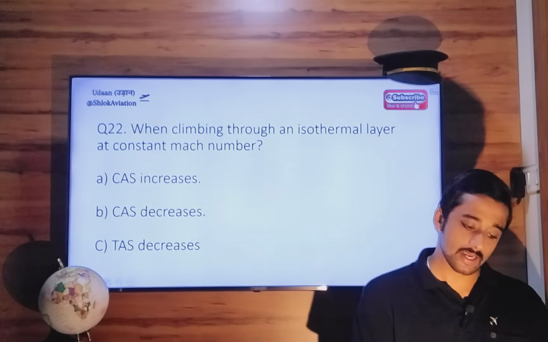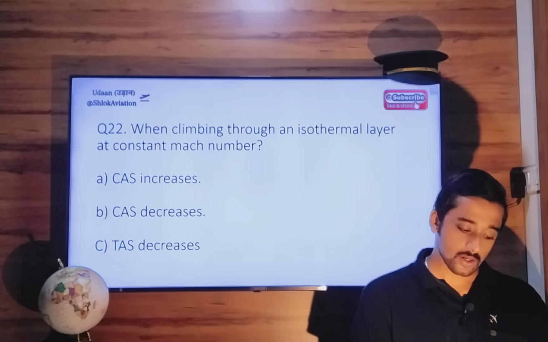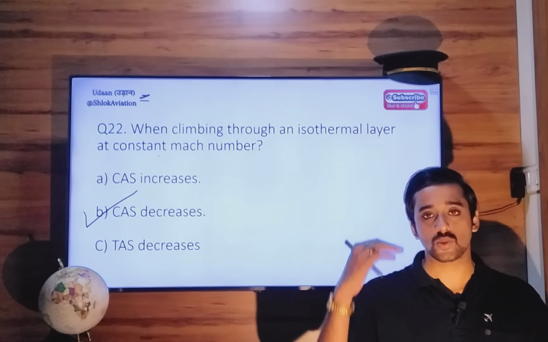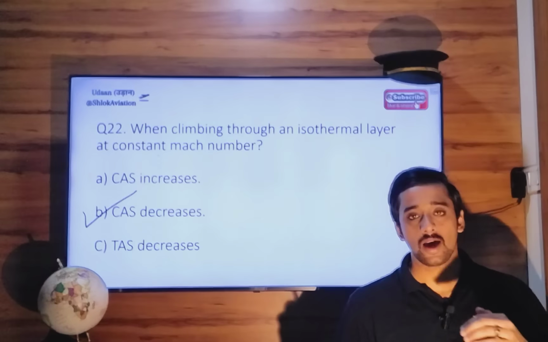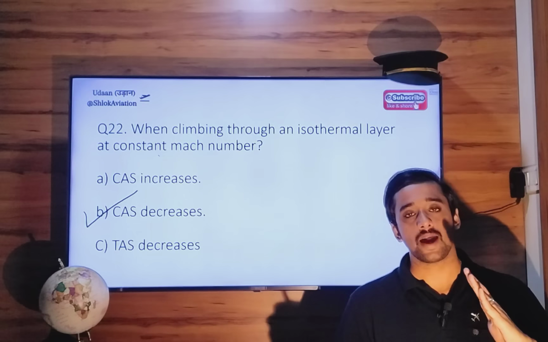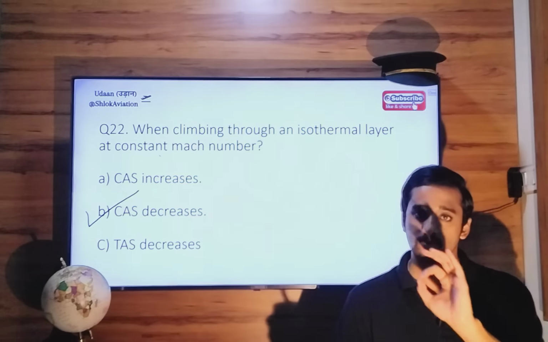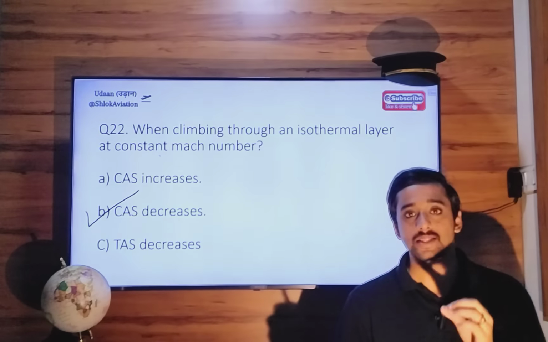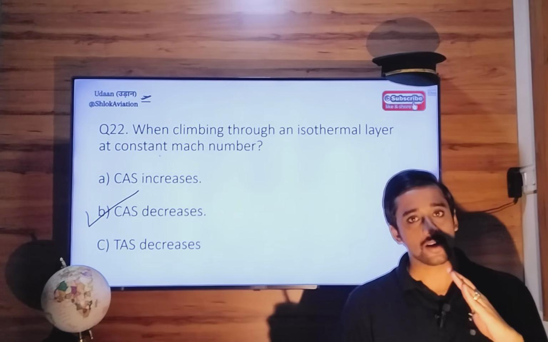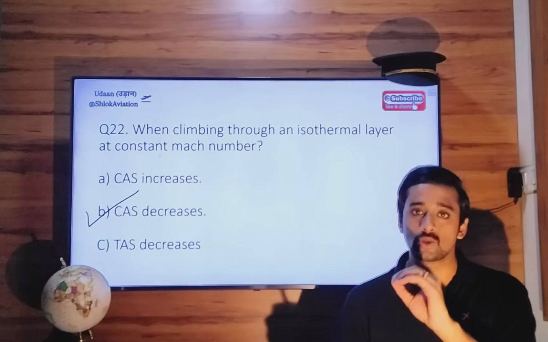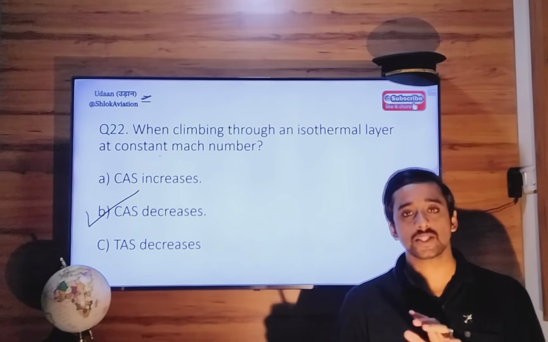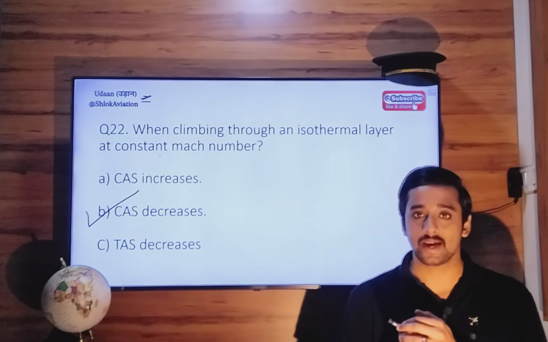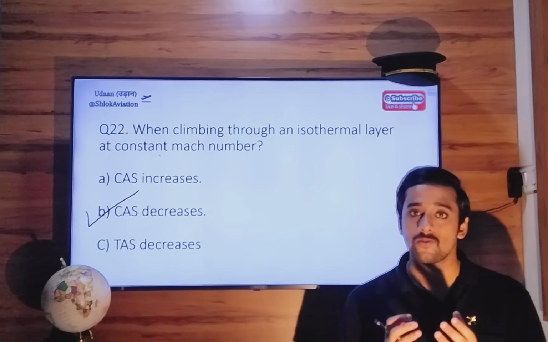So the correct answer is, when climbing through an isothermal layer at constant Mach number, your calibrated airspeed should decrease, because atmospheric pressure goes on decreasing as you go to higher levels. If you climb at the same Mach number in an isothermal layer, you are also climbing at the same true airspeed. So when you maintain a constant true airspeed climb, calibrated airspeed will suffer. It will decrease because atmospheric pressure surrounding the aircraft around the pitot tube will also decrease.